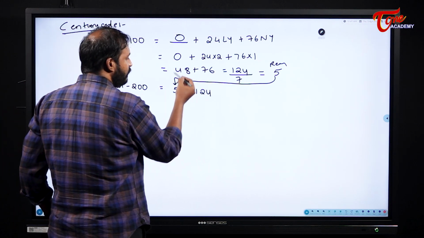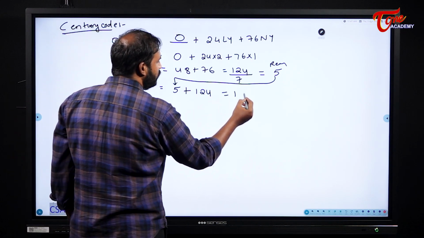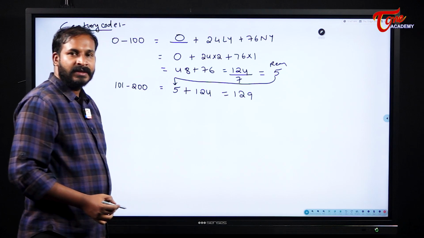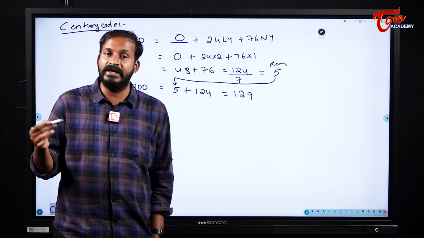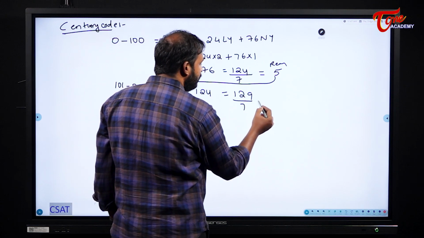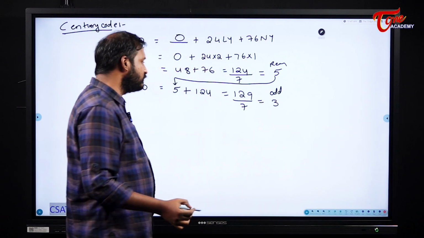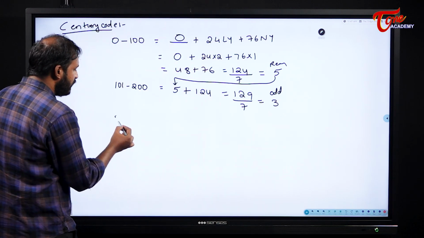We will get our total as 124 here too. How did we get 124 here? The same 124 we will get. So when I add these two things, what is the total sum I will get? 129. But is there a chance of having 129 odd days? No. So once again divide it by 7 and we will get 3 odd days here. Okay, good. Now come to the 201 to 300 century.